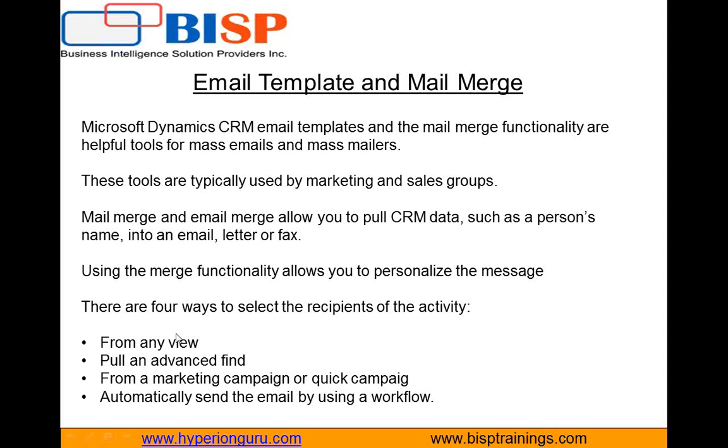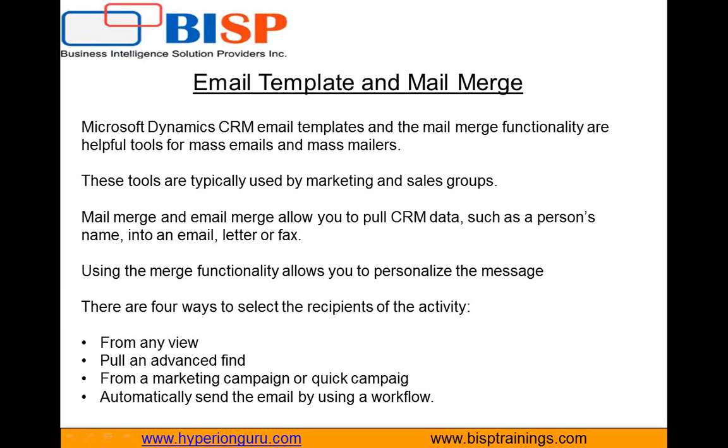And there are 4 ways to select the recipient of the activity from any view: pull and advanced find, from a marketing campaign or quick campaign, and automatically send emails by using a workflow. It is used to select the recipient. So we can go to views, and from a view we can select any user, any customer, select the recipient and send direct mail to them. I'll tell you both the things.